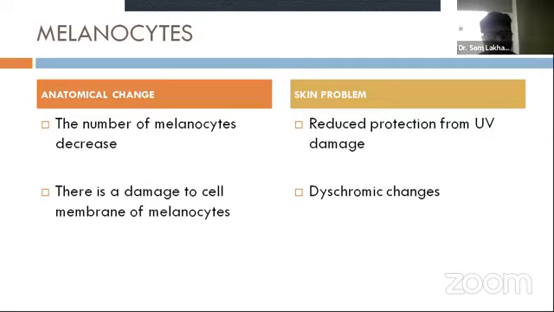Also with aging, there is damage to the cell membrane of the melanocytes, which leads to dyschromic changes. Dyschromic changes means that there can be both hyperpigmentary and hypopigmentary skin changes. These changes occur because of disruption of the membrane of the melanocytes. So these are the second type of cells. Melanocytes are basically the pigment producing cells, and disruption in this type of cells also leads to the aging process.